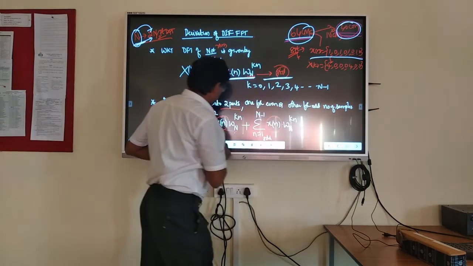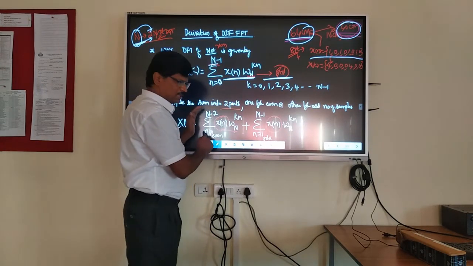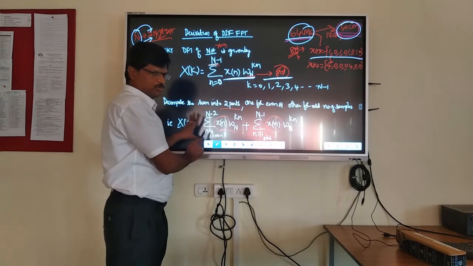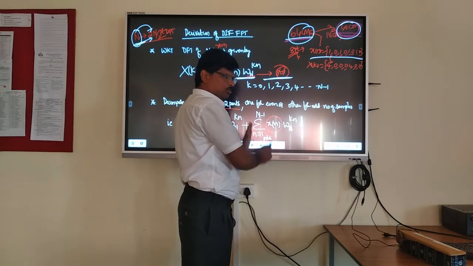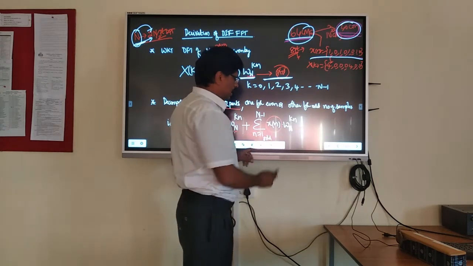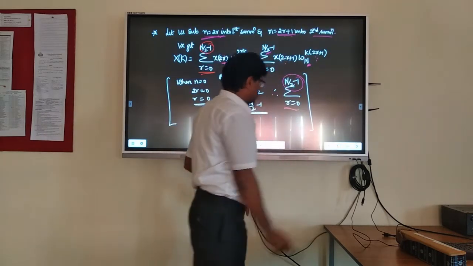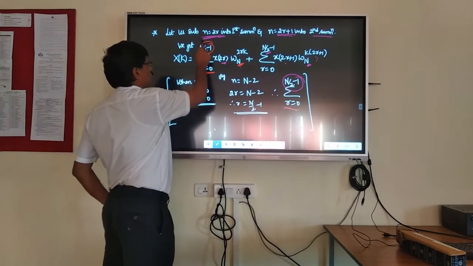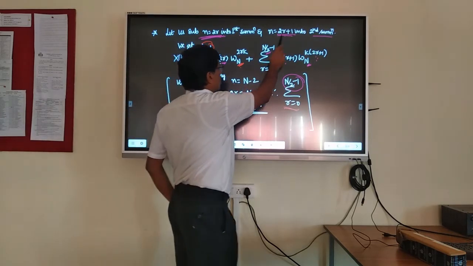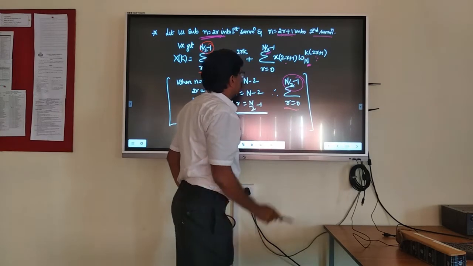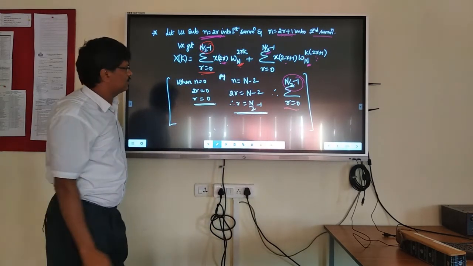What I will do is substitute n as 2r in the first summation, and change the summation limits to 0 to N by 2 minus 1, like 0 to N points. Here also the same, 0 to N by 2 minus 1, and in the second summation I will substitute n equal to 2r plus 1. For example, substitute n equal to 2r in the first summation and n equal to 2r plus 1 in the second summation, so that we will get N by 2 point DFTs. We'll see how we get that.